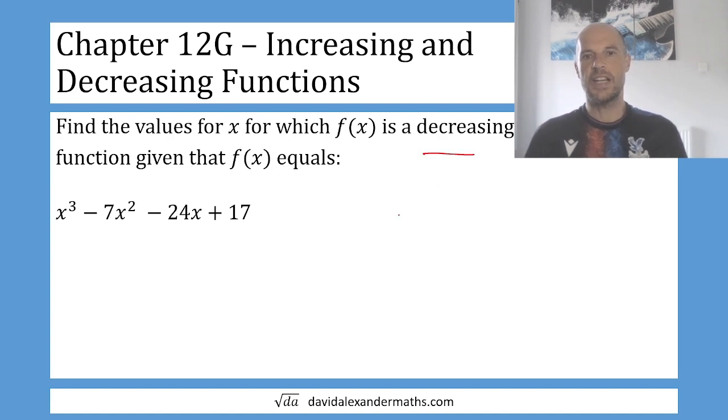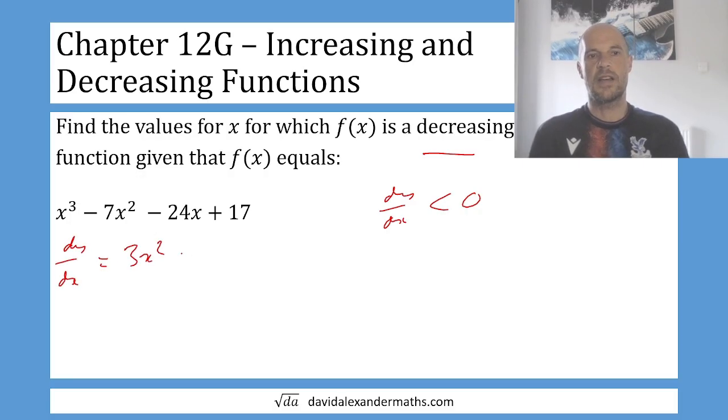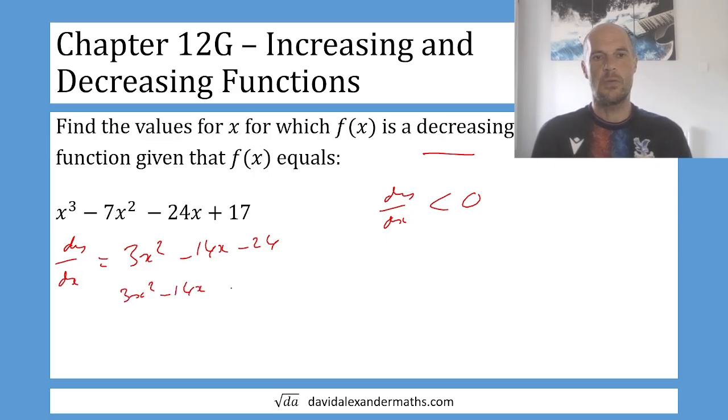Okay, again, another decreasing function. So dy by dx must be less than 0. Let's work out our dy by dx. That is going to be 3x squared minus 14x take away 24. So we need to set this to less than 0. But let's just factorise it.